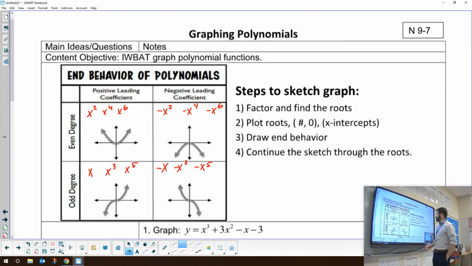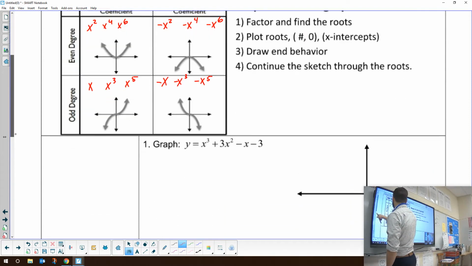Okay? So let's go back through our steps to be able to graph these out. First and foremost, factor and find the roots. Sometimes it's factored for us already. Sometimes we have to do the factoring. Number two, plot the roots. So put your points on your graph. Don't worry about labeling the y-axis or getting too specific with that. We're really focused on the roots. Third, draw the end behavior. And then fourth, just connect the dots. So let's give this a shot on number one right here.